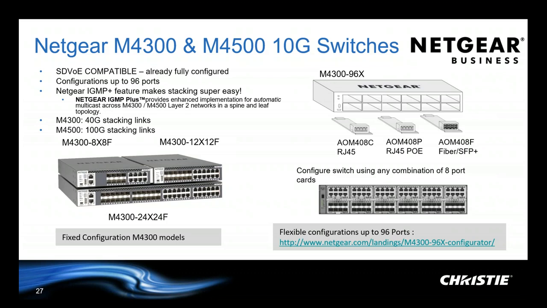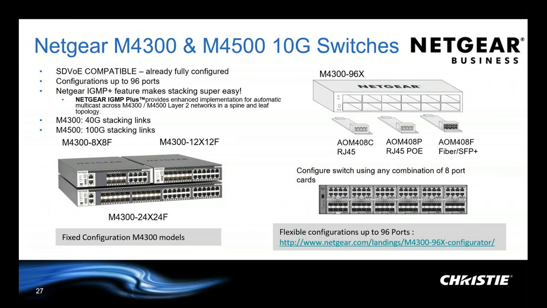You can have up to 96 ports in a single switch on both series. The difference between the two, the M4300 and M4500, is the stacking links. It's limited to 40 gigs on the 4300, and you can have 100 gig stacking links on the 4500.